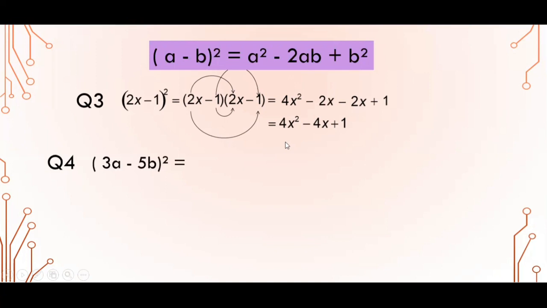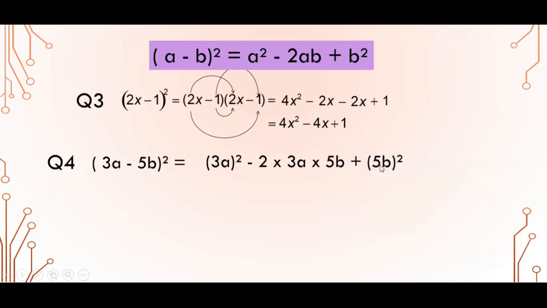So question number 4, 3a minus 5b the whole square, where you are going to compare with the help of the identity. In place of a, actually it is 3a now, and in place of b there is 5b, and just comparing you get 3a the whole square, which is a square, minus 2ab, where your a is 3a, your b is 5b, so 2 into 3a into 5b, and plus b square. So b is your 5b the whole square.